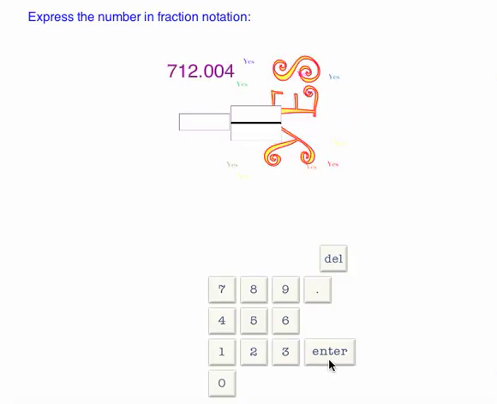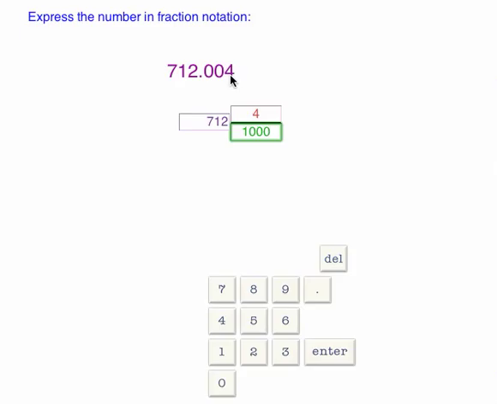The whole number is what comes before the decimal, so I fill in the whole number, 712. Then the decimal place, so we're going to have "and." 4 is our numerator, and the denominator is going to be thousandths, because the last decimal place is thousandths.